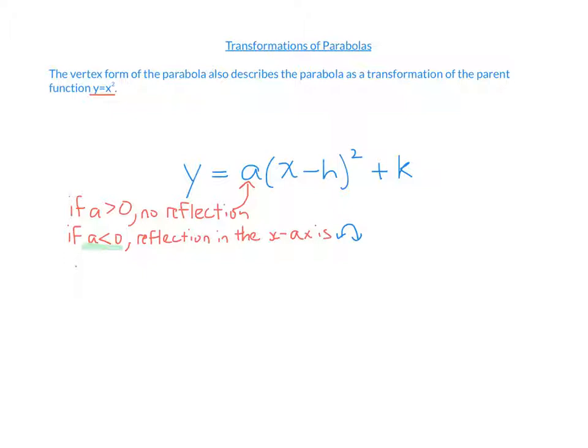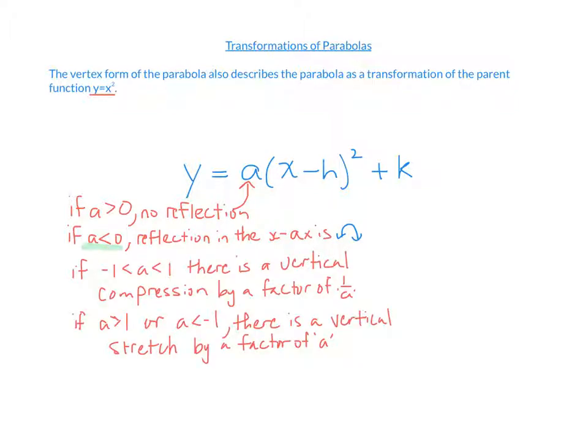So I'm just going to write that in. And then if a is bigger than 1 or less than -1, like a -10 or a +10, that's a vertical stretch by a factor of a. And I'll try and do a little demonstration for you on that. But I can't do that on here. I have to do that in person.